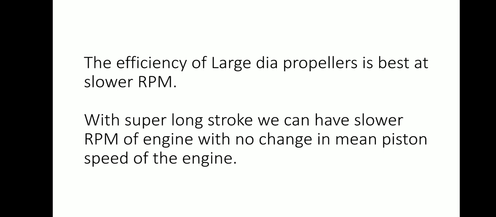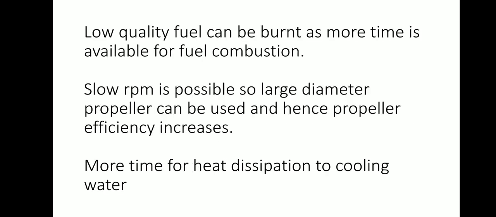The efficiency of large diameter propellers is best at slower RPM. Here we are saying that the RPM is very slow. For a large diameter propeller, the efficiency will be much higher. With long stroke, when they have slower RPM, there will be no change in the mean piston speed. So for a large diameter propeller, slow RPM is better for getting high propeller efficiency.